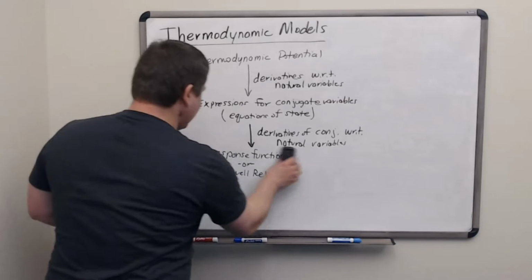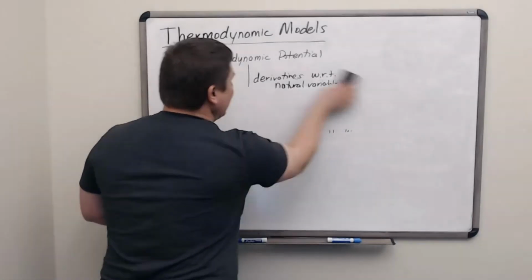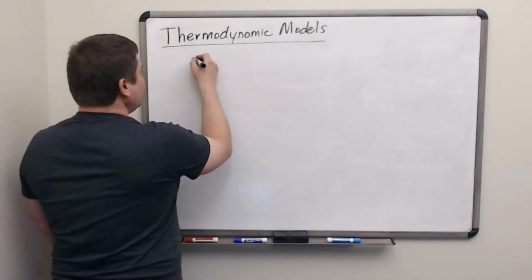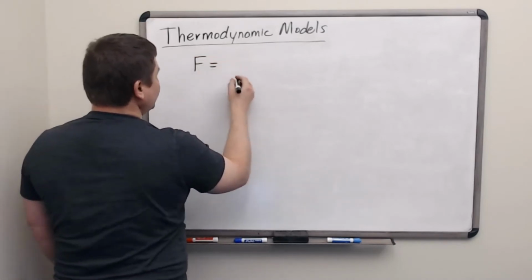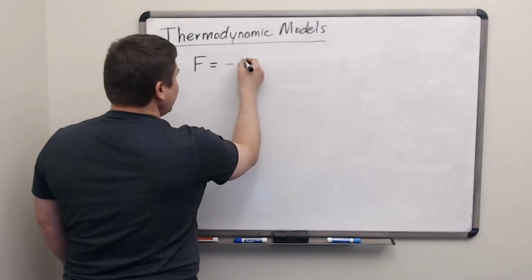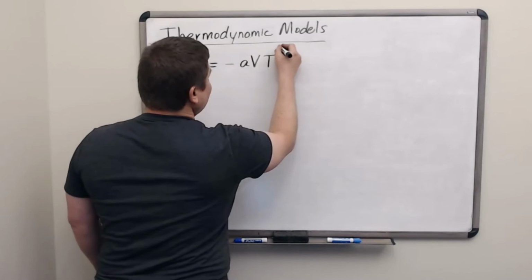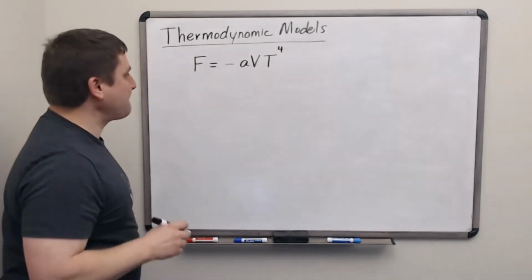I'm going to make up a model. This model will be expressed in terms of a Helmholtz free energy. It will be equal to minus a constant parameter, A, times the volume of the system times the temperature to the fourth power.